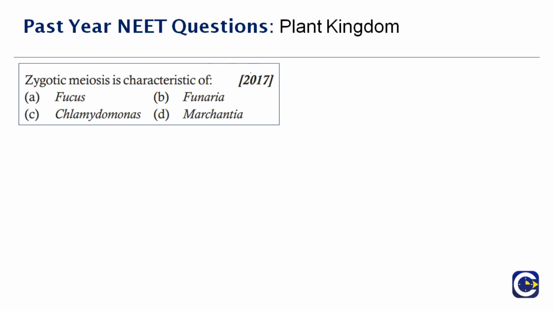This question was asked in the year 2017. Zygotic meiosis is a characteristic of dash. You're given 4 options here, so you have to understand that zygotic meiosis will happen in a haplontic life cycle. Out of the 4 organisms, it is seen in Chlamydomonas. Therefore the correct answer is Chlamydomonas.